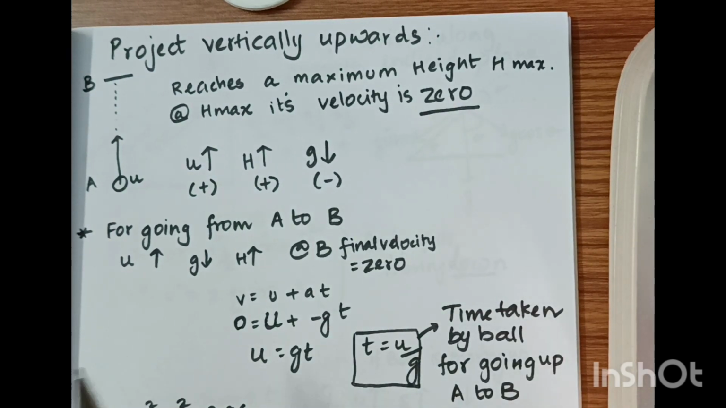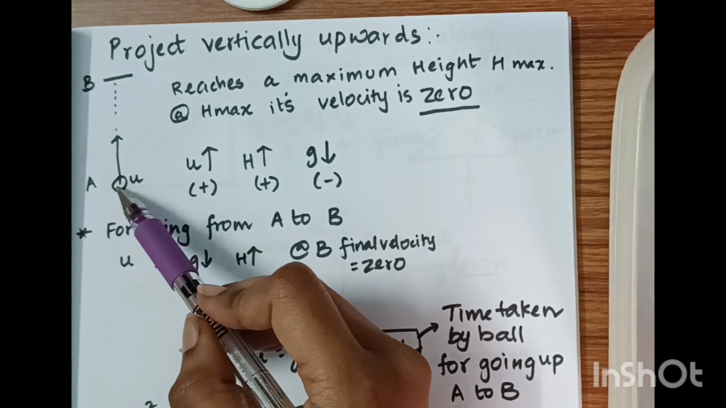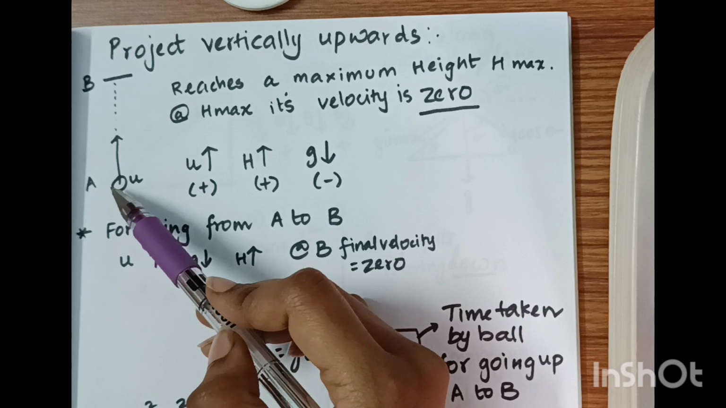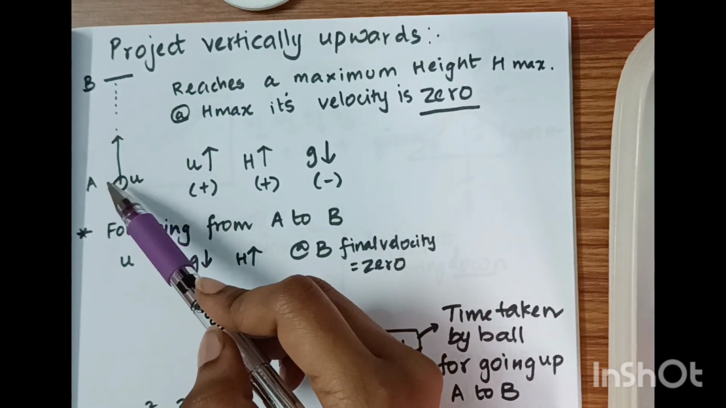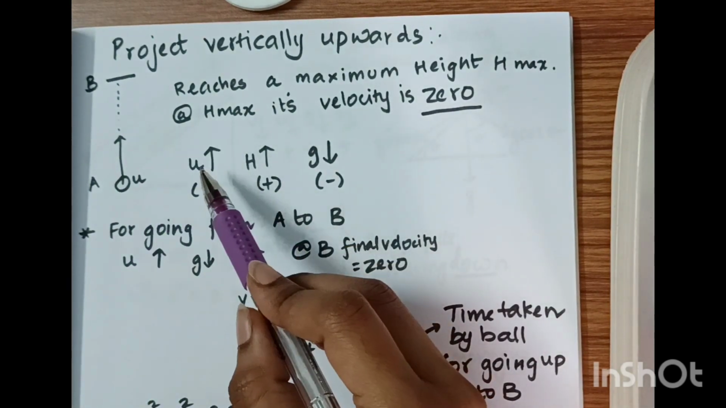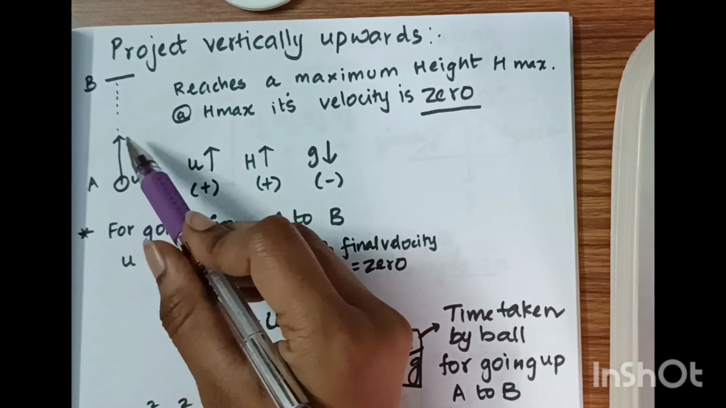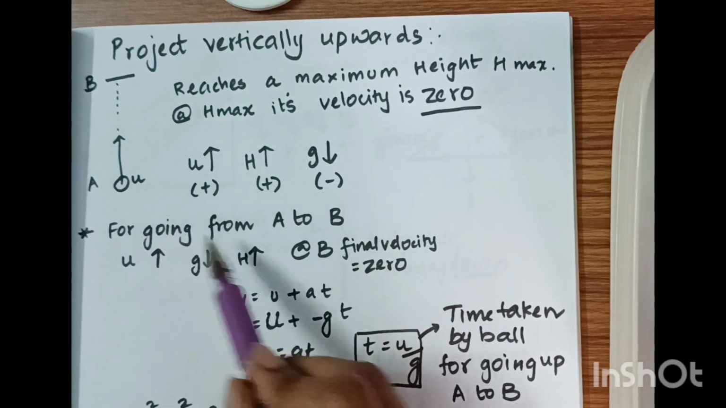Now we are going to consider the equations of motion for this body which is going from A to B. Let us first consider the motion from A to B, then we will see B to A. For going from A to B, U is in the upward direction, so we are considering it as positive. Even this displacement is in the positive direction.